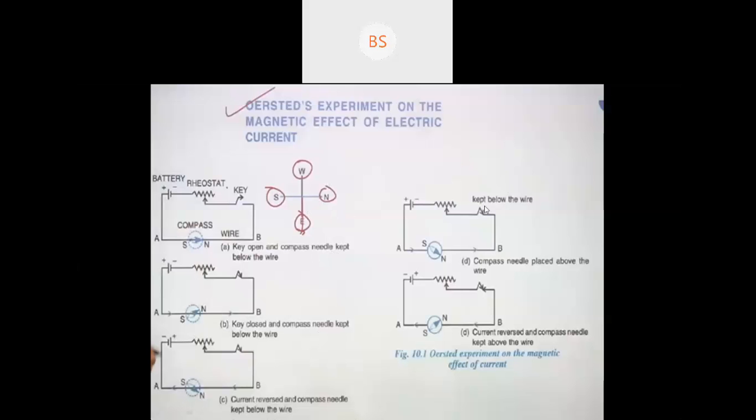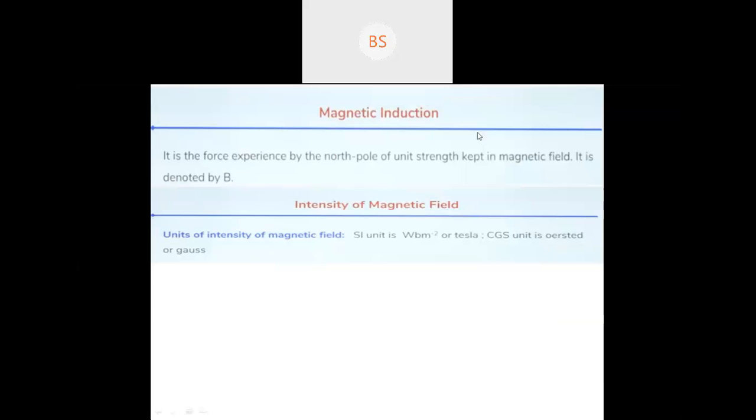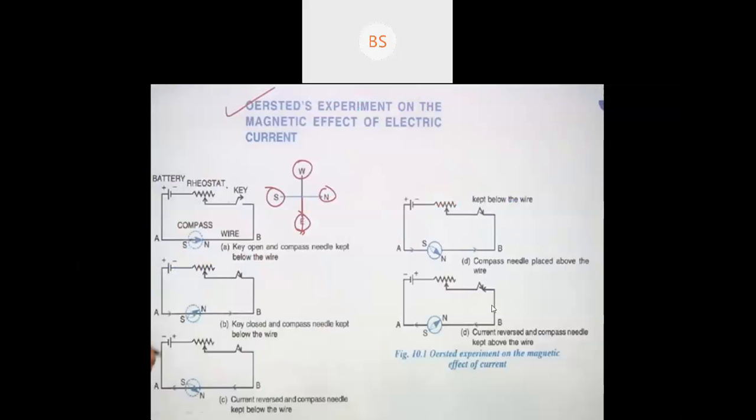We'll move to the fourth figure. In the fourth figure, can you tell me again what you observed here? You see here, this is also closed. The key is closed. Here also the key is pressed. What is changed again in this figure and this figure? Ma'am, the compass is kept above the wire. The compass needle is kept above the wire.